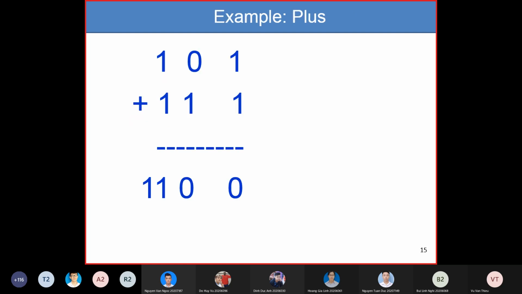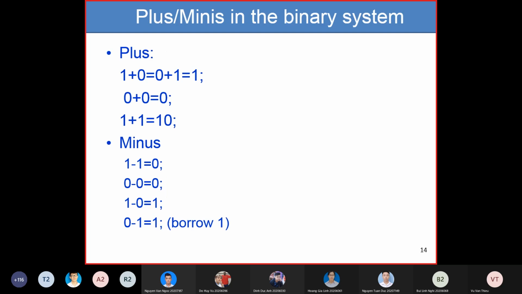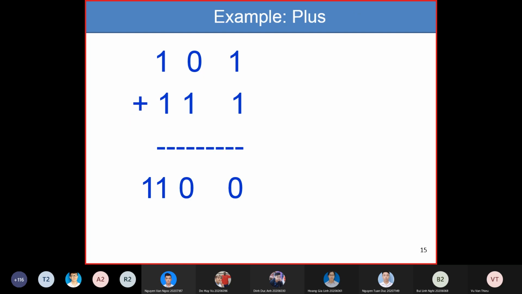Okay, the first example: we add 101 with 111. We do it the same as in the decimal system, digit by digit, from right to left. Here 1 plus 1 equals 0, and we remember 1, because 1 plus 1 equals 1, 0. It means we write 0 and we carry 1 to the left, right?